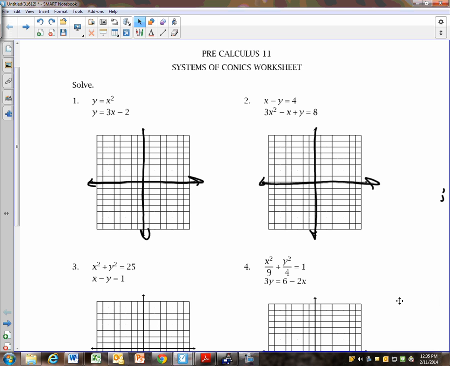So this is solving systems of conics. Thank you to Mr. or Mrs. whoever who had this worksheet out there. I stole it from you, but you said it was reproducible, so I did.